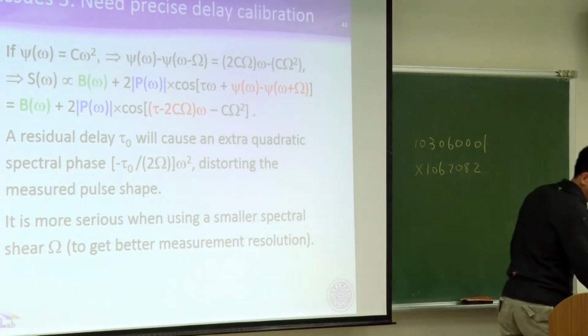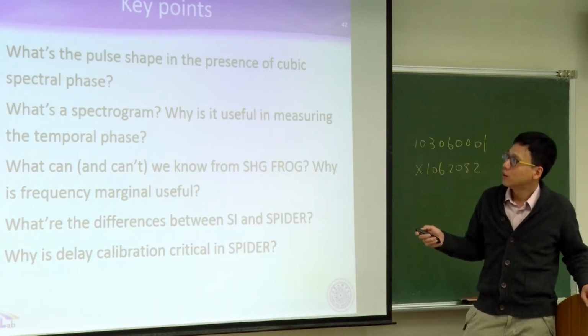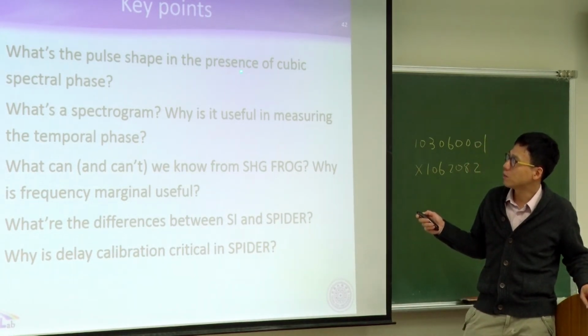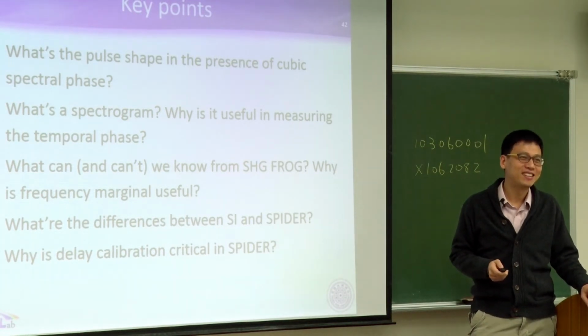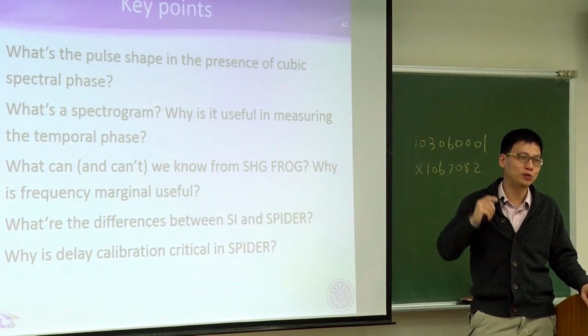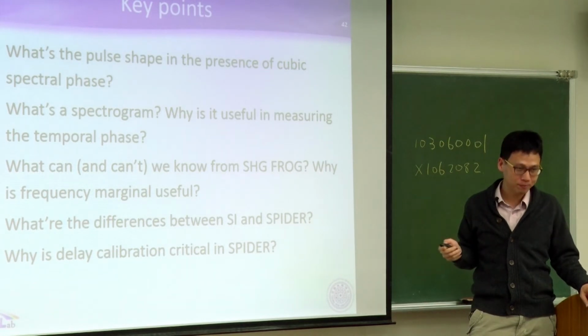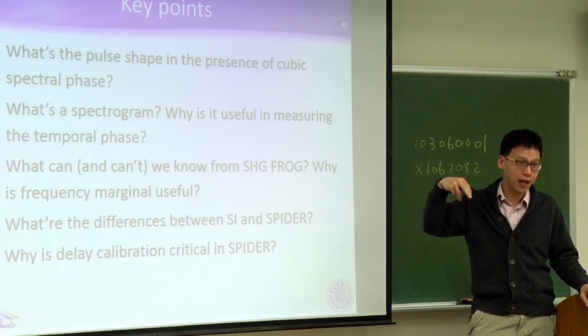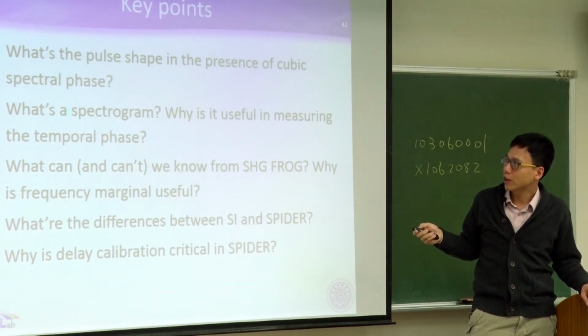Okay, so maybe let's review the lesson. What is the pulse shape in the presence of cubic spectral phase? Okay, I see someone's finger moving slightly. You know, with cubic spectral phase, in the time domain you will see an asymmetric oscillating tail.